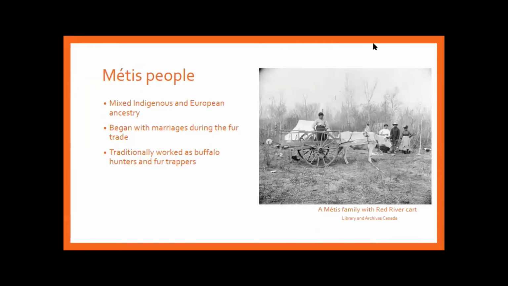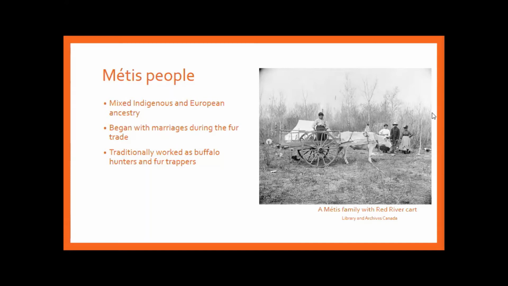And one of the groups that arose out of the fur trade were Métis people, and they have mixed Indigenous and European ancestry, and they began through marriages that happened during the fur trade era. And they're one of the 3 legally recognized groups of Aboriginal people in Canada. The other 2 are First Nations and Inuit peoples. In the prairies, the Métis were really known as buffalo hunters, fur traders, and trappers. And they used Red River carts, which are these 2-wheel carts you could see on the slide. And if you go to museums or you learn more about Métis history, these Red River carts are very symbolic of the Métis people because they used them so much.